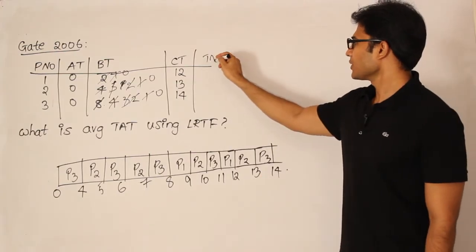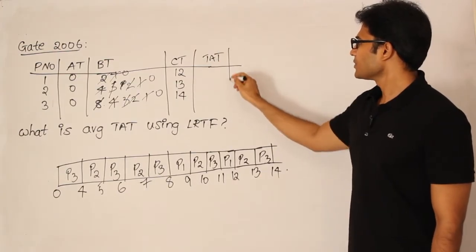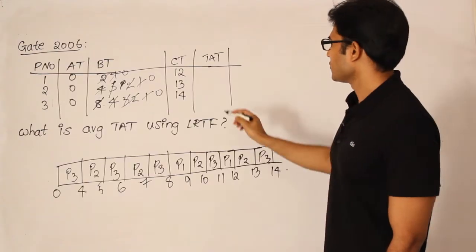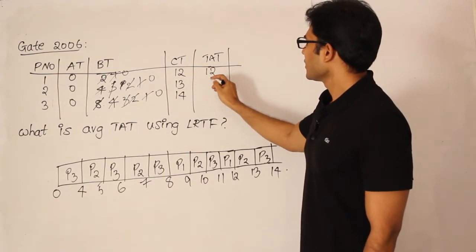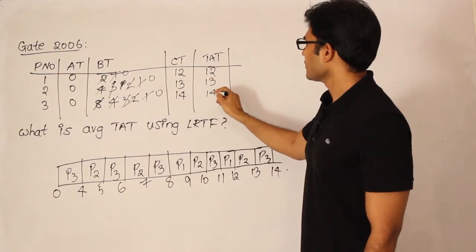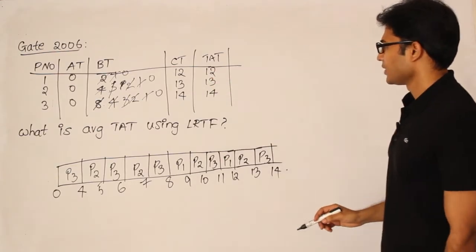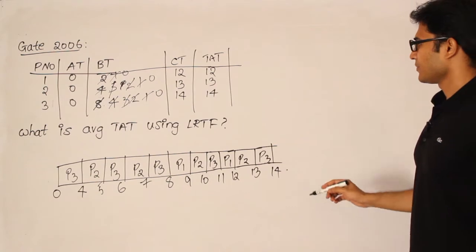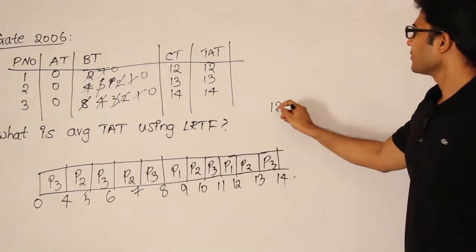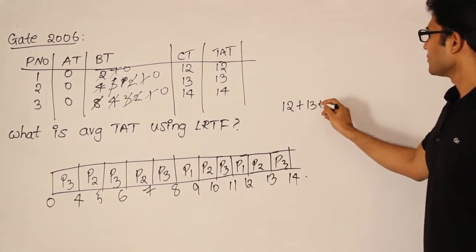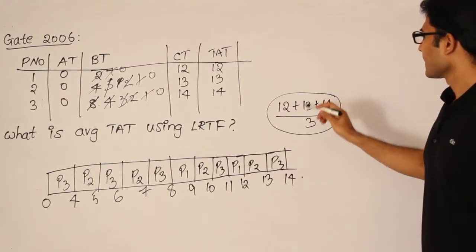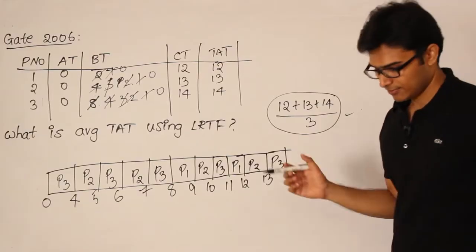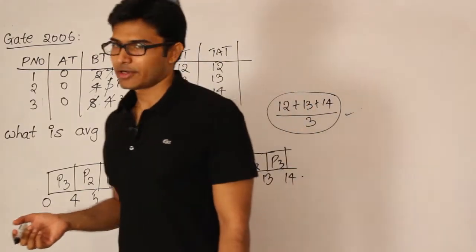Therefore what is turnaround time? Turnaround time is completion time minus arrival time. So here the turnaround time is 12 here, and then 13 here, and then 14 here. They are very close, isn't it? Then what is the average turnaround time? That is what they are asking. Average turnaround time is 12 plus 13 plus 14 divided by 3. You do the math. Okay, fine. That is the answer. Whatever the answer is, you can find it out. Fine.